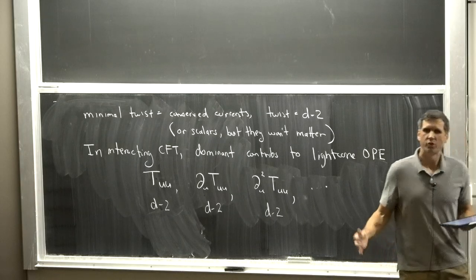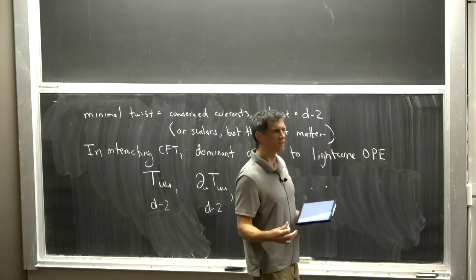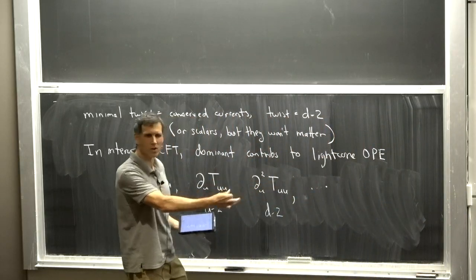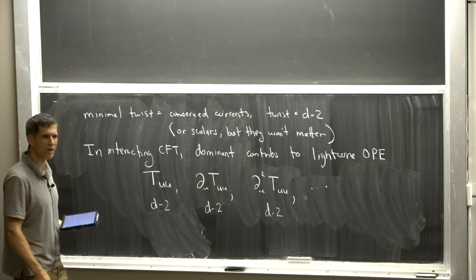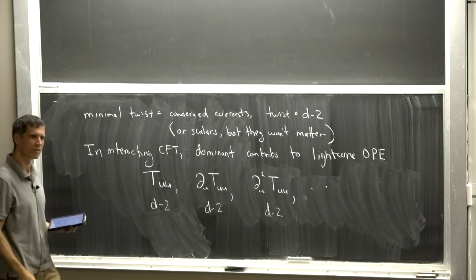So far, we've just used dimensional analysis to figure out what the important operators are. And the conclusion so far is that the important operators are the null energy and its derivatives.